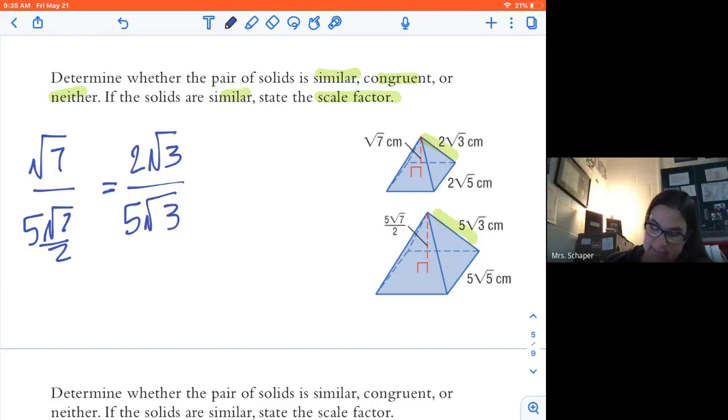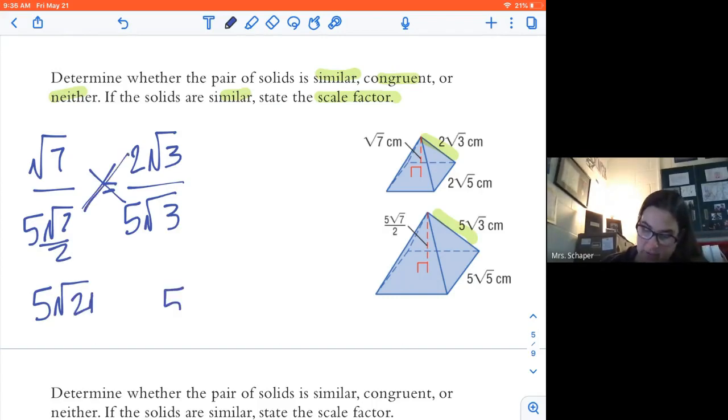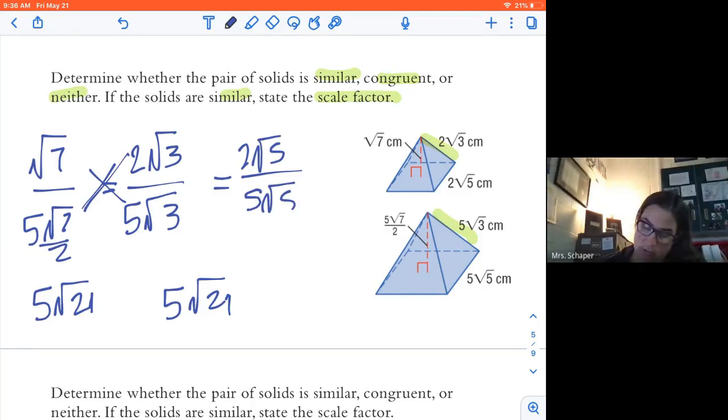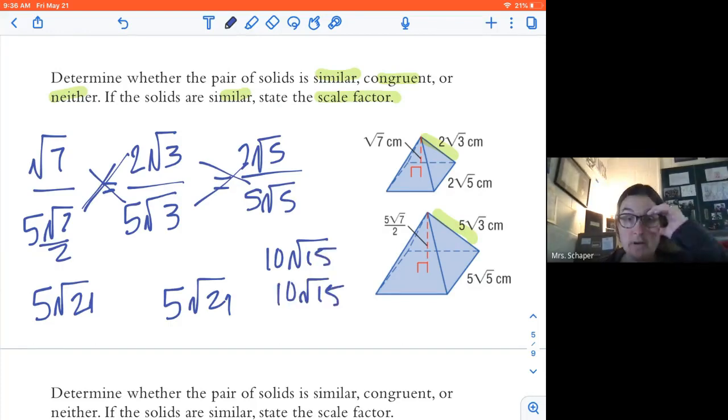Let's see. If we do cross products, we've got 5 square roots of 21. And if we do cross products here, we have 5 square roots of 21. So far it's looking like they're proportional. Let's see if that holds true for the last remaining side. If we do cross products here, we're going to end up with 10 square roots of 15, 10 square roots of 15. So these are similar.